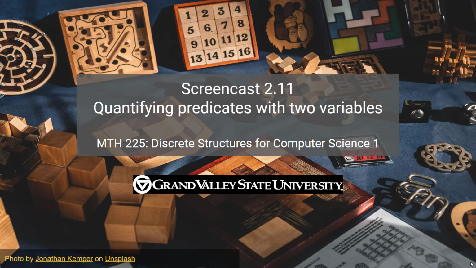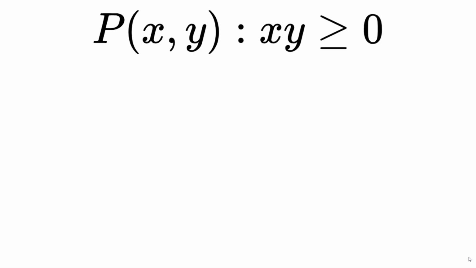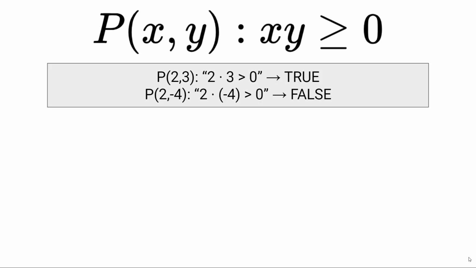Let's let P of x,y be the statement x times y is bigger than or equal to 0. To determine the truth value of this, we need the values of not just one, but two inputs. For example, P of 2, 3 is true, and P of 2, negative 4 is false. We saw in the last two videos that quantifying the variable turns a predicate into a proposition with a definite truth value. Does that work for two-variable predicates?